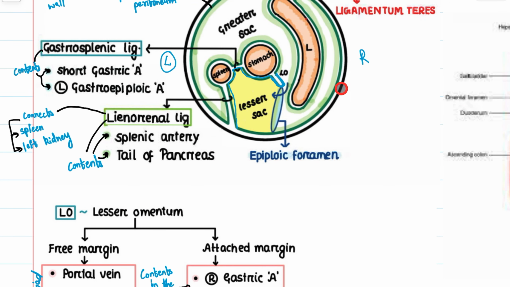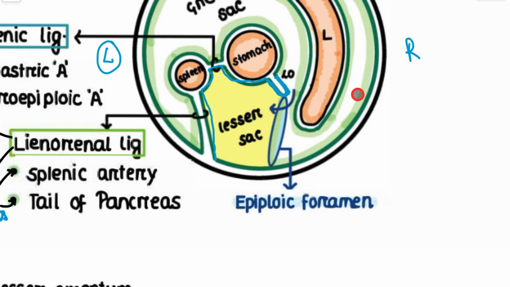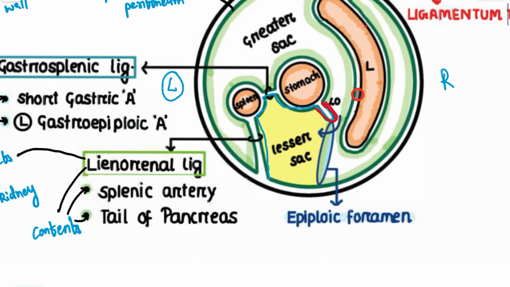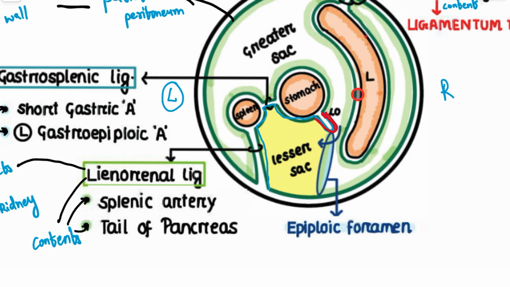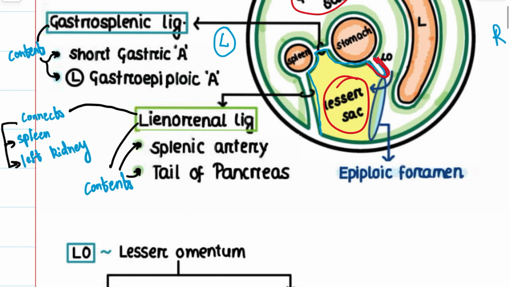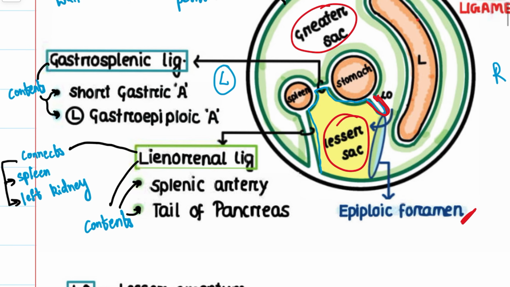You see this lesser omentum, it is actually a double fold of the peritoneum, which is between the liver and the stomach. Okay, this actually connects the greater sac and the lesser sac. But the canal or the foramen through which there is a connection is the epiploic foramen, and that foramen is made by the lesser omentum.